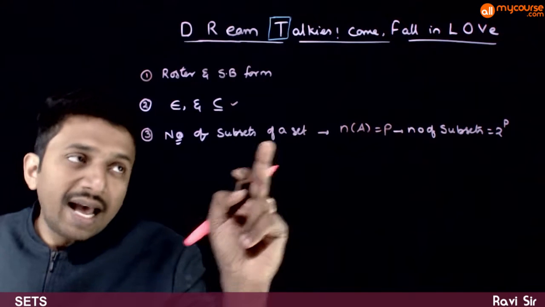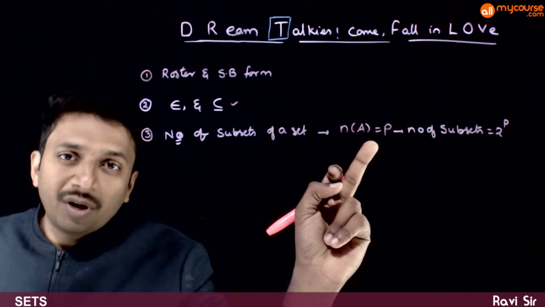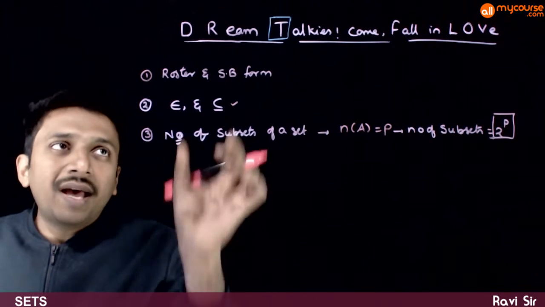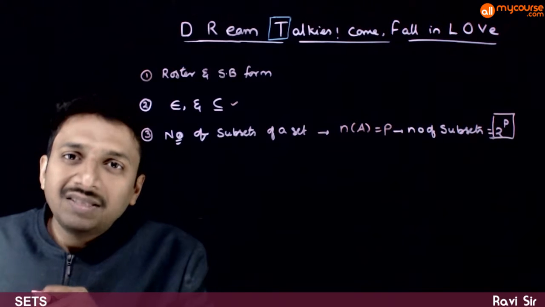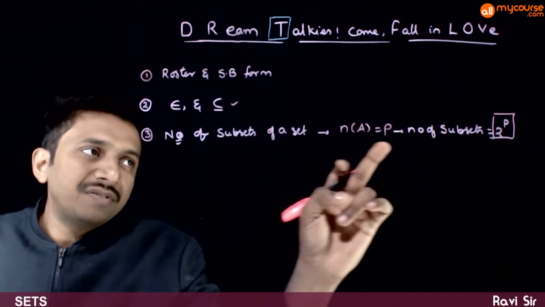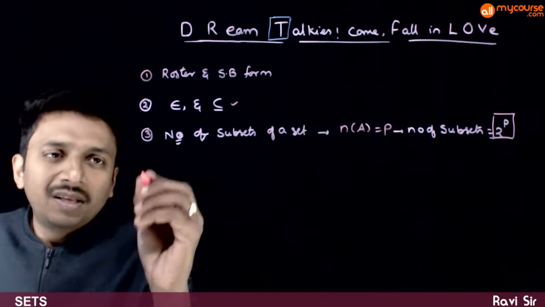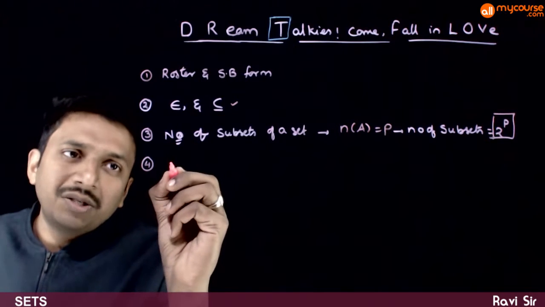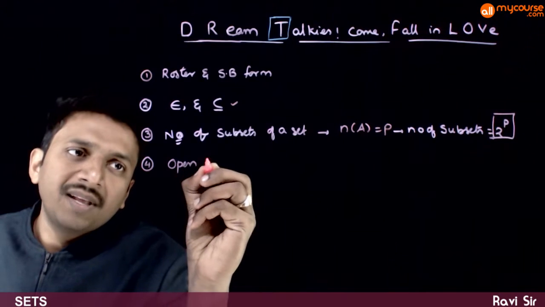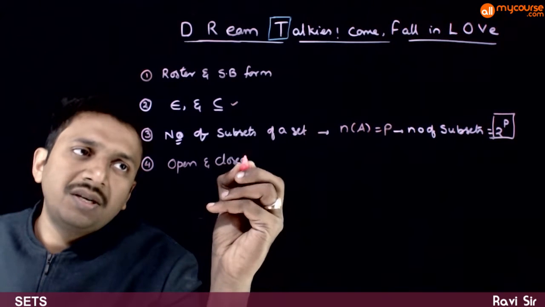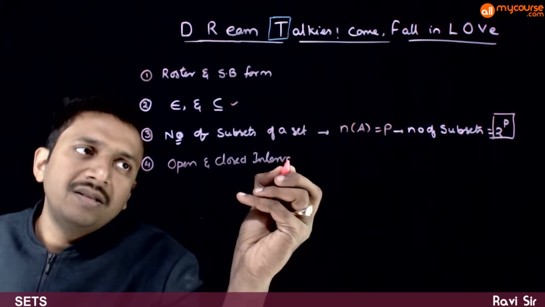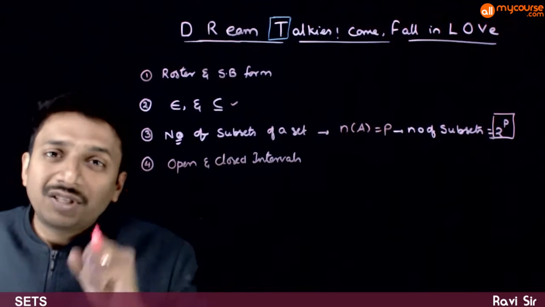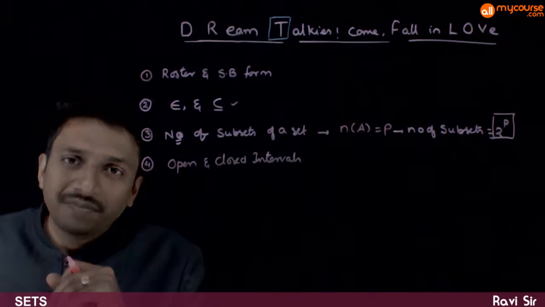So if a set has P number of elements, then the number of subsets is 2 power P. This is the only formula that you have in the first part of the set theory. So the number of subsets is 2 power P. And finally, you might be asked questions based on open and closed intervals. So these are the 4 problem types that we are going to discuss in the first topic. All of these are very basic questions.